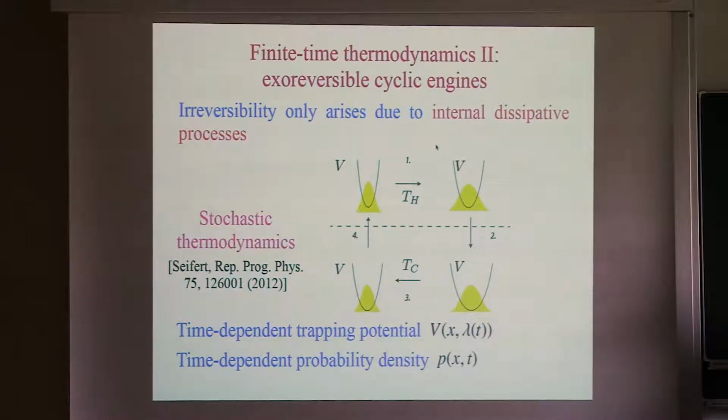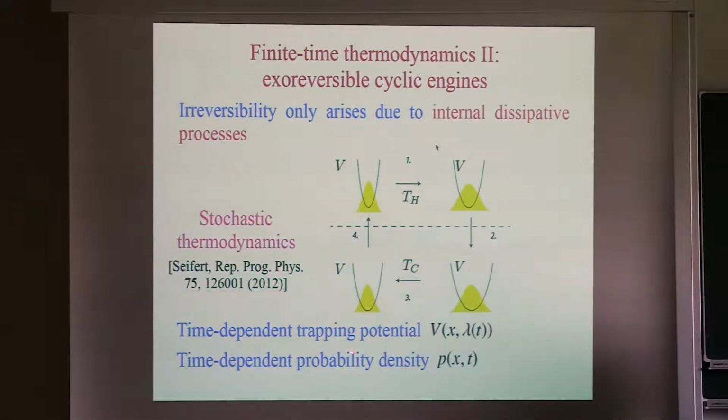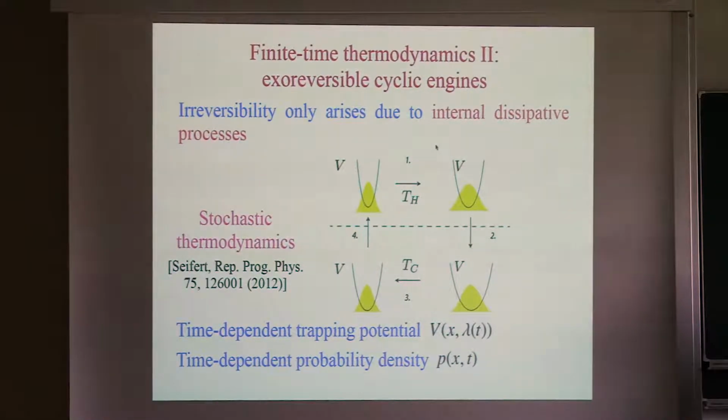This is a model by Schmiedl and Seifert. You have a Carnot cycle, and it is investigated in the framework of stochastic thermodynamics. There is a review, if someone is interested. Your particles are exposed to a time-dependent trapping potential, and you can look at how the probability densities for your particles evolve in time.